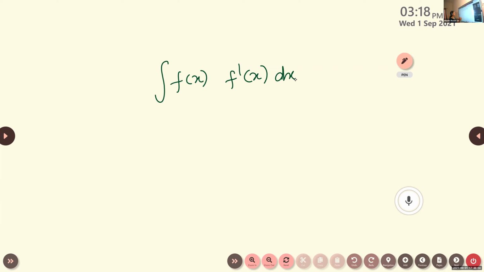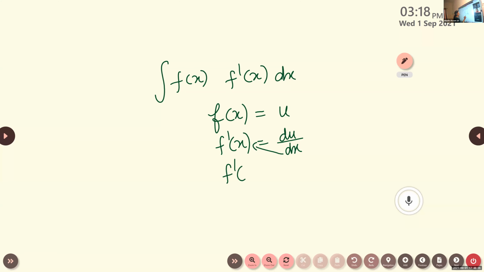So then what will we do? We substitute f of x, we convert this f of x into another variable. Suppose it is u. So f dash of x will become du by dx. When you differentiate, f dash of x will be du by dx. That means when you take this dx to the other side, f dash of x into dx will become du.